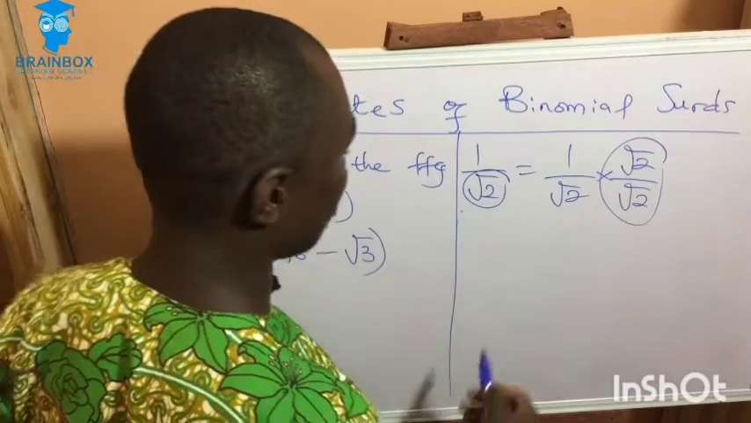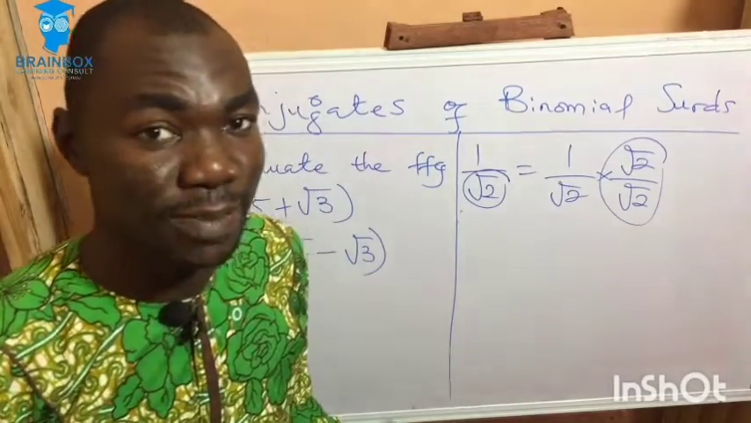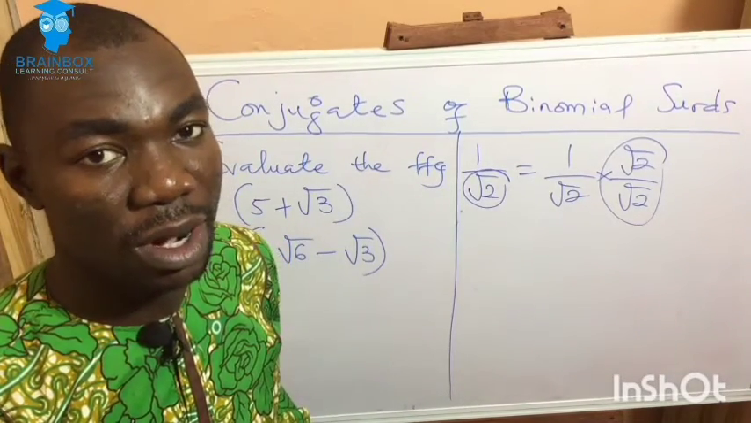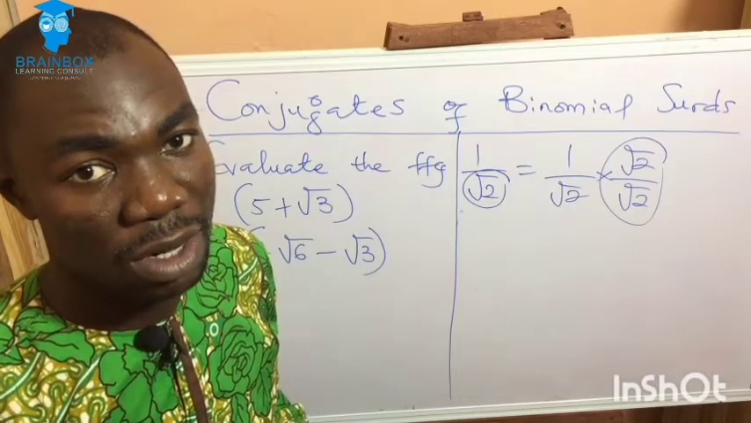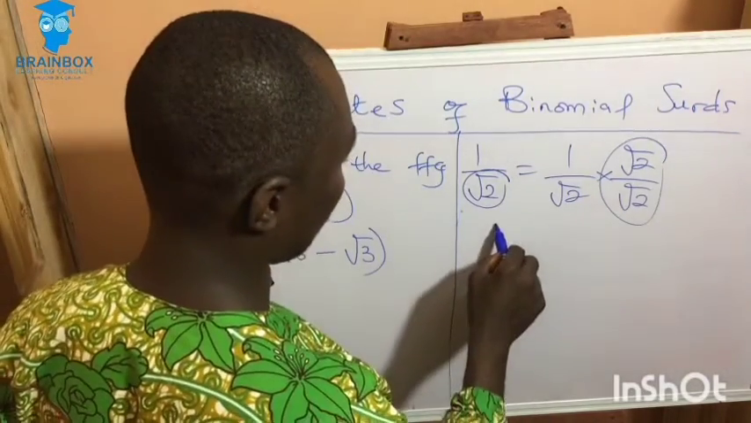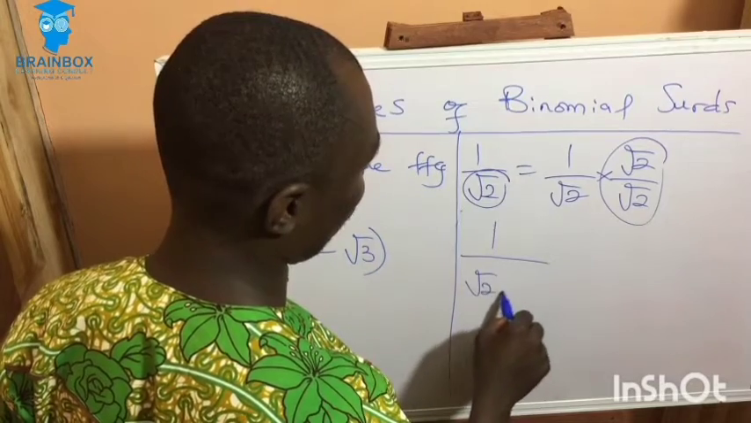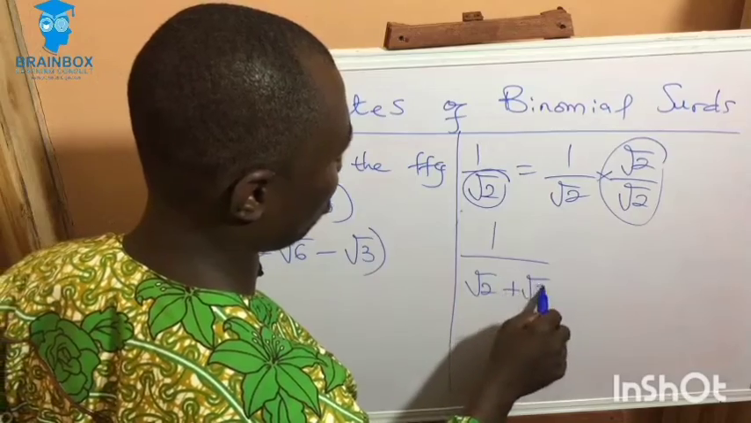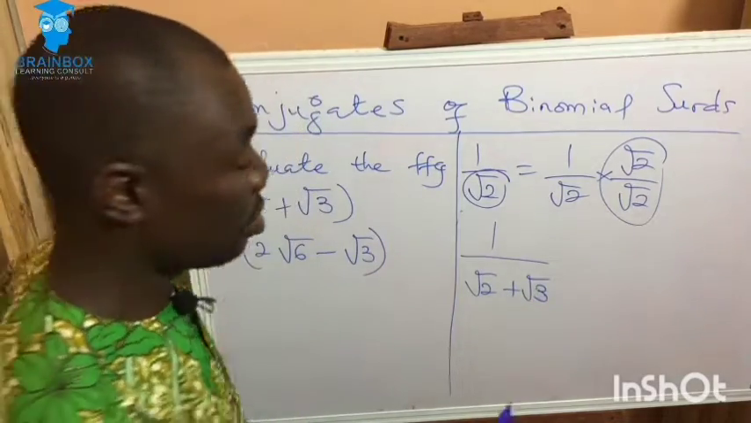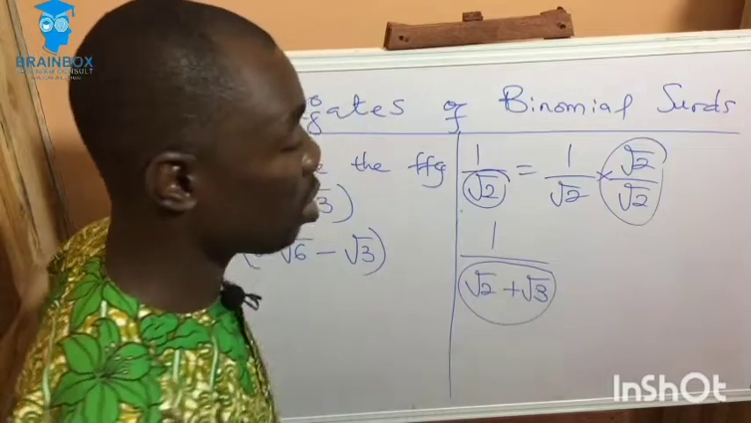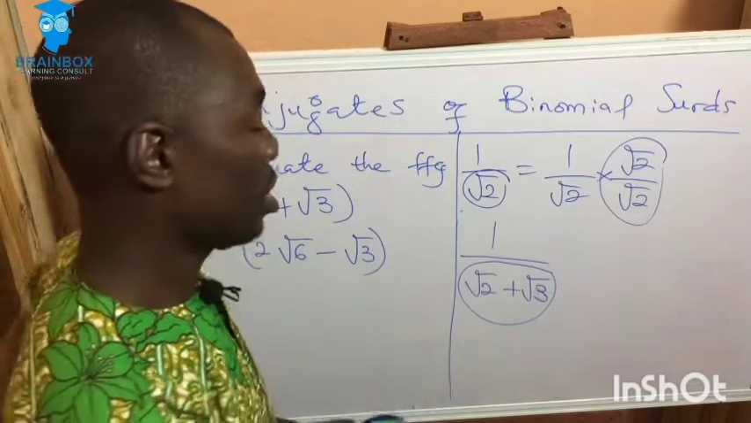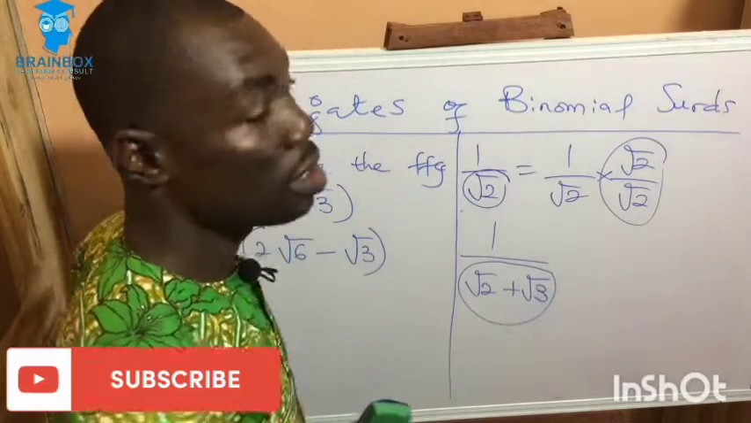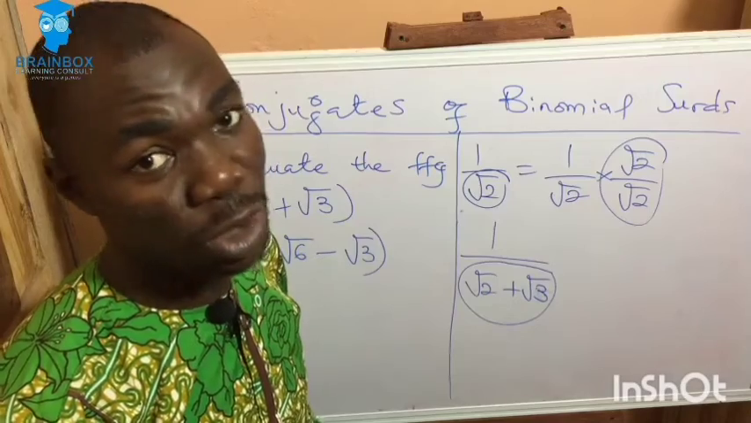Now, the idea is this: when your surd is in binomial form, meaning the denominator has two different terms or two different values, for instance, maybe root 2 plus root 4, or no, let's say root 3. You can see that our surd is no longer monomial, it's now binomial. And because it is binomial, having two terms, we have to take what is called the conjugate.